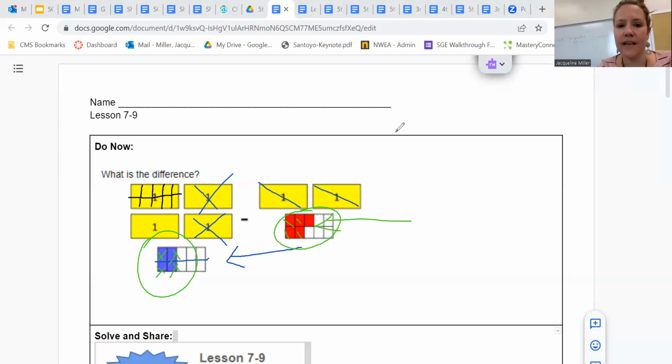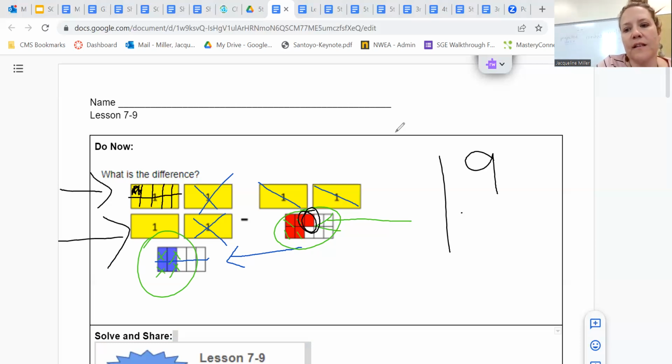So there we have 10 tenths. We have 1 left right here. We're going to take it away from here. And you are left with 1 whole and 9 tenths, which was the same answer as when we solved it with numbers in the number style.